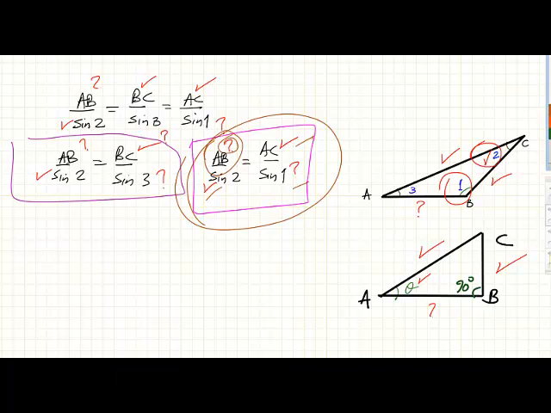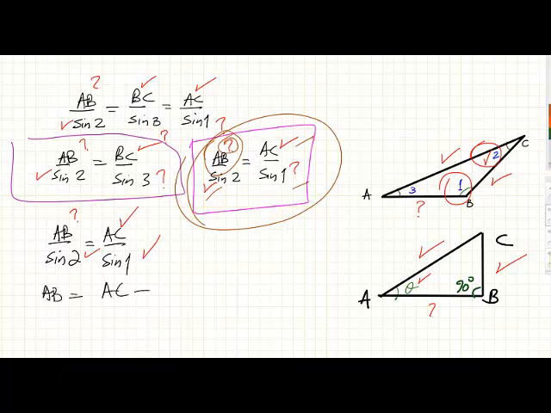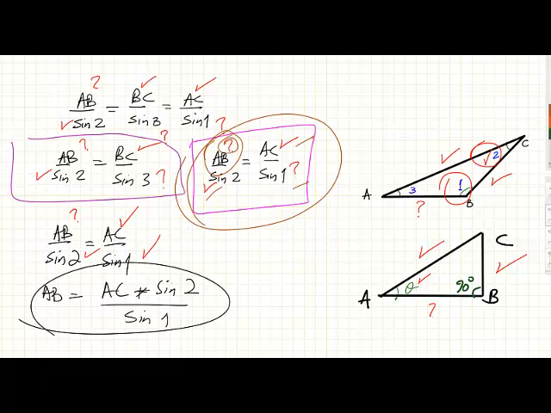Now let's clean this up and calculate the value of AB. The equation will read again as AB divided by sine angle 2 equals AC divided by sine angle 1. Again, this is unknown, this is known, so AB equals AC multiplied by sine angle 2 divided by sine of angle 1. That is the answer because all of these are known values. This is not known.